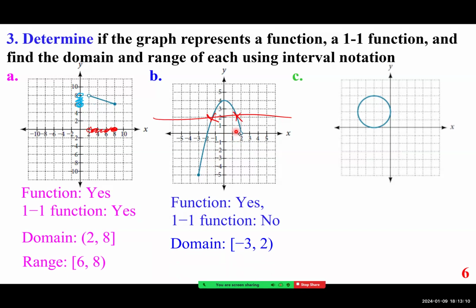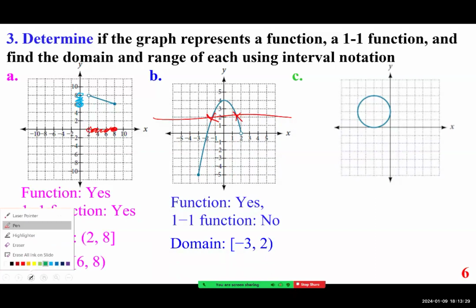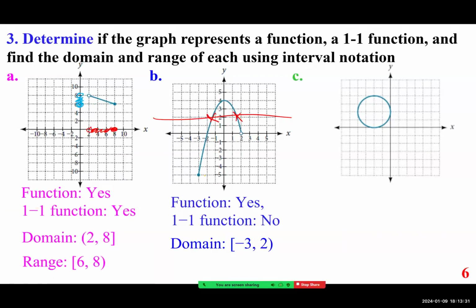What about the range? This one covers -5 all the way. This one covers 4. So the range covers this point all the way to this point and anywhere in between. And the endpoints are both included.